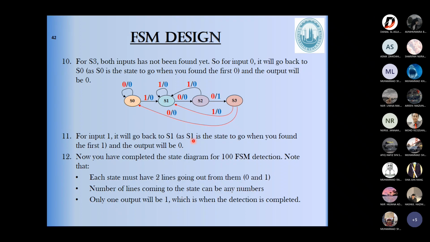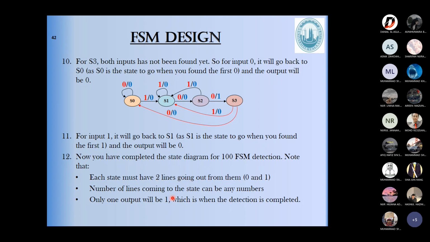Okay, but the number of lines coming to the state can be any numbers. Okay, contoh. For state 0, kita ada 2 anak panah yang datang ke state 0, which is this one and this one. For state 2, only 1, yang ini dia pergi. State 3 pun sama, yang ini dia pergi. Tapi state 1, you tengok ada 1, 2, 3, 4 lines yang pergi dekat dia. So, number of lines coming to the state can be any numbers. But yang keluar daripada state only 2. Kalau you ada keluar lebih daripada 2 ataupun kurang daripada 2, means that you are doing it wrongly.